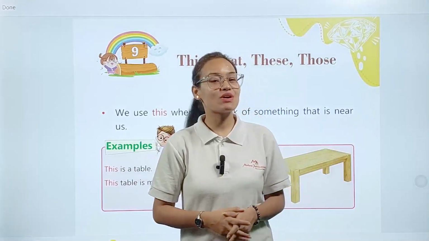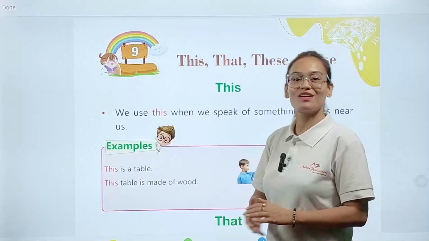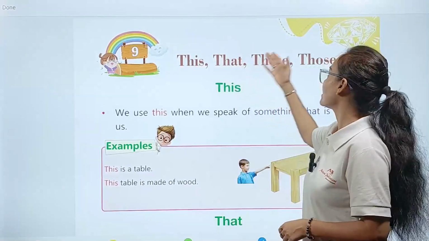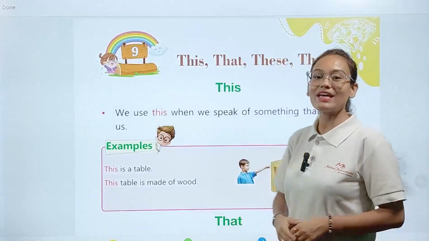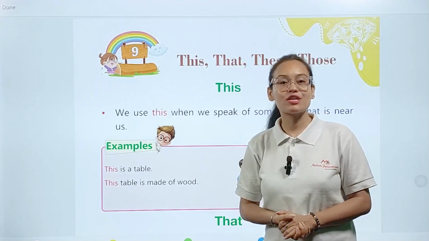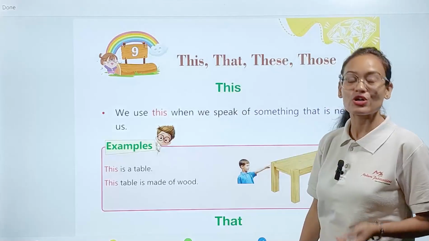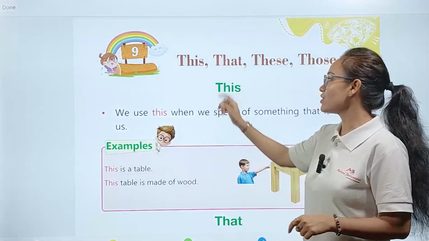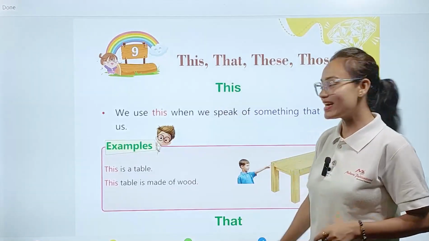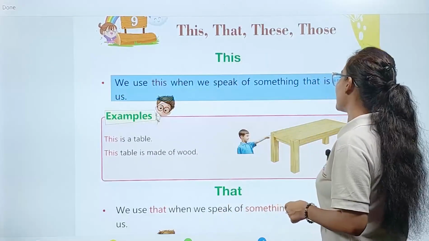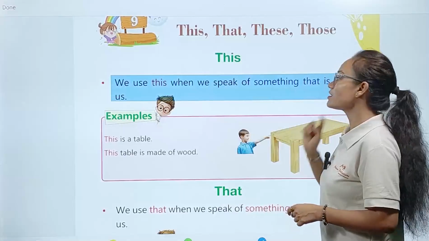In our today's class, we are going to discuss our chapter number 9, and the name of this chapter is this, that, these, those. In this chapter, my dear students, we are going to see where we are going to use this, that, these, or those. First of all, we are going to see where we use THIS. We use this when we speak of something that is near to us.